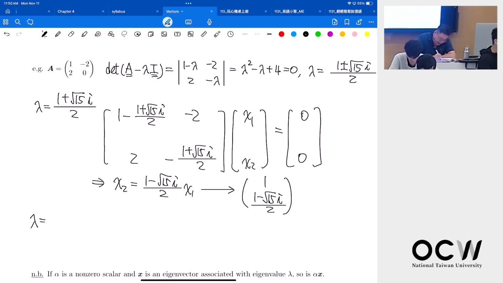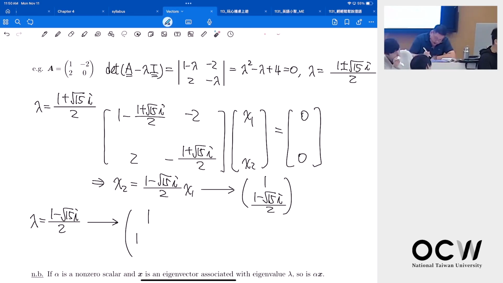And later on you will learn since your eigenvalues are complex, then your eigenvectors should be conjugate. You can also do the same thing, but I can predict that your eigenvector is the conjugate. So 1, this is 1 minus square root of 15, so here should be plus square root of 15.